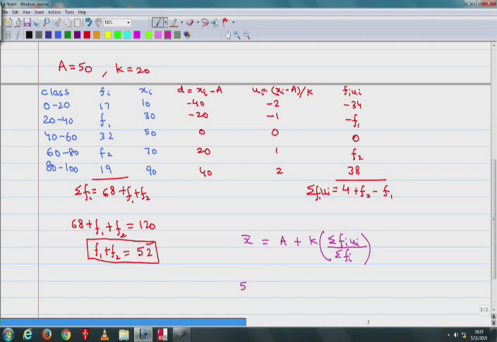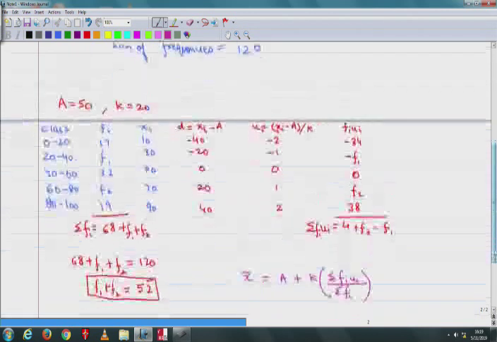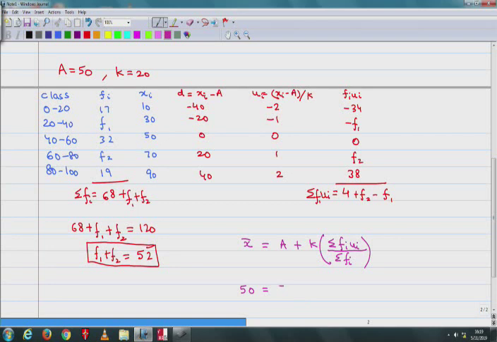So 50 is equal to a, which we have taken, which is 50, plus k, which was 20, times sigma Fi ui, which is 4 plus F2 minus F1, over sigma Fi, which is 68. We can directly put the sum of all the frequencies, sigma Fi, as 120. Now we just have to solve this.